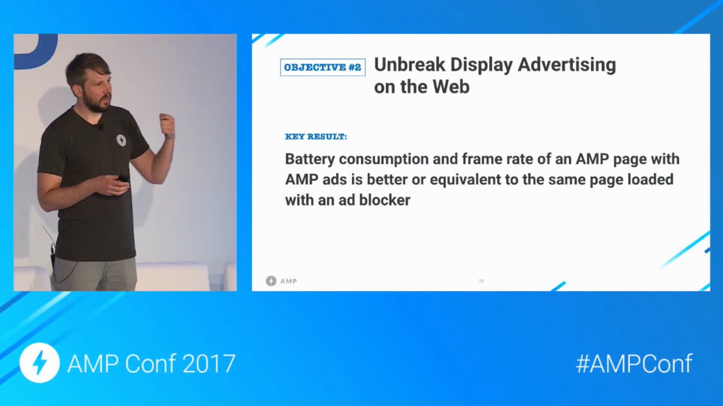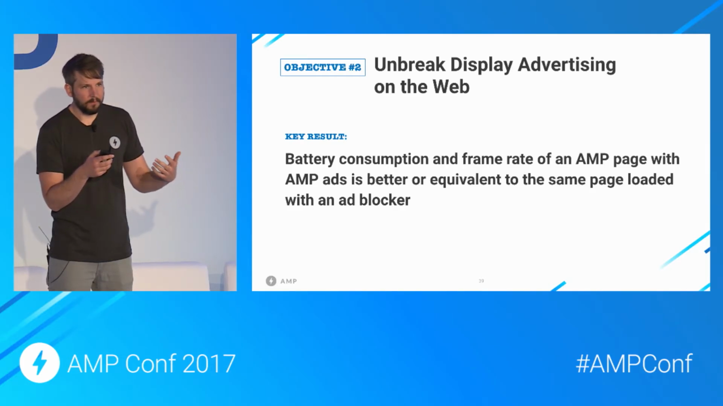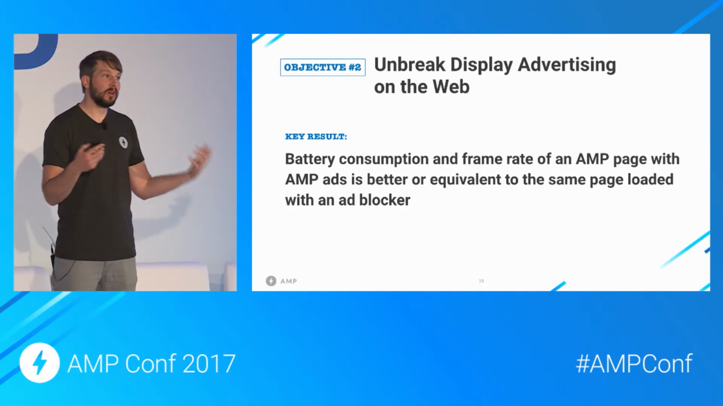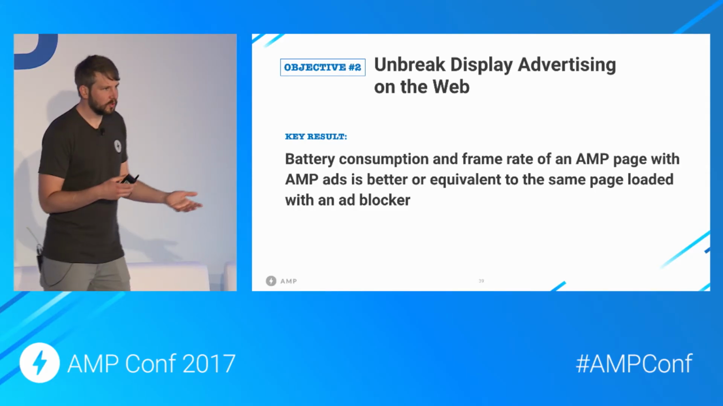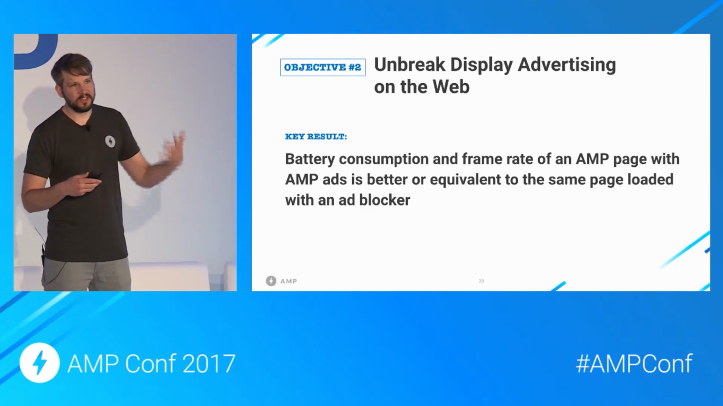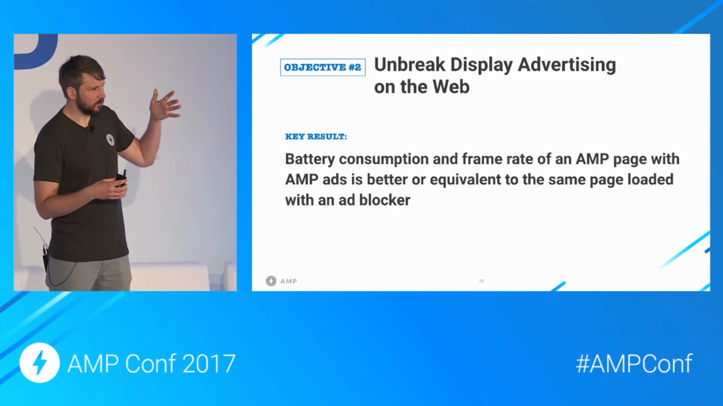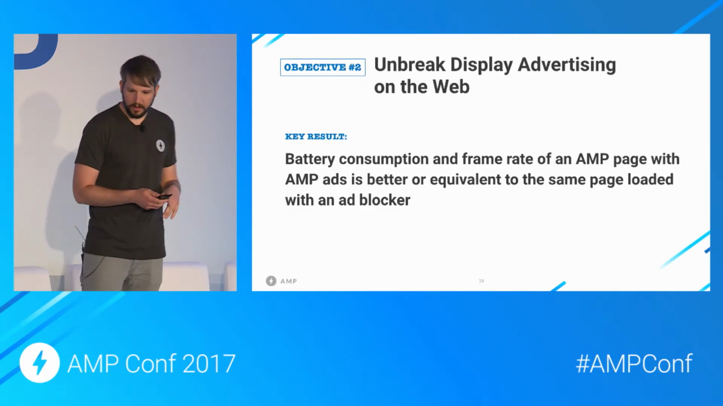Right. So the next goal, one of the rules about OKRs is they're supposed to be really ambitious. So I think this definitely falls in this category. Our goal is that the battery consumption and frame rate of an AMP page with AMP ads is better or equivalent than the same page loaded with an ad blocker. So we really want to be able to say, why are you using an ad blocker? And if you say, because ads use battery, and they make me not be able to scroll, then we want to say, this is now changing with AMP ads, these problems are just going to go away.